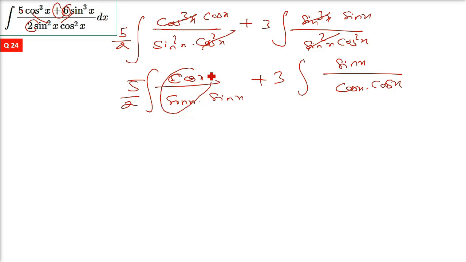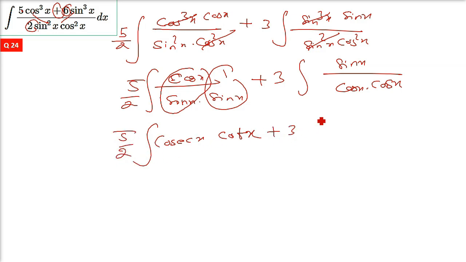Cos x by sin x is what? It's cot x. 1 by sin x is cosec x. So cosec x, I am writing 1 by sin x first. 1 by sin x is cosec x, cos x by sin x is cot x. And the 5 by 2, which is a constant, has been taken in front of the integration sign. 3, the integration symbol, before that we have written 3.